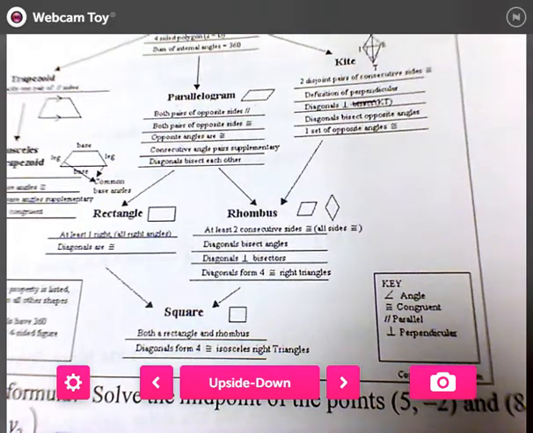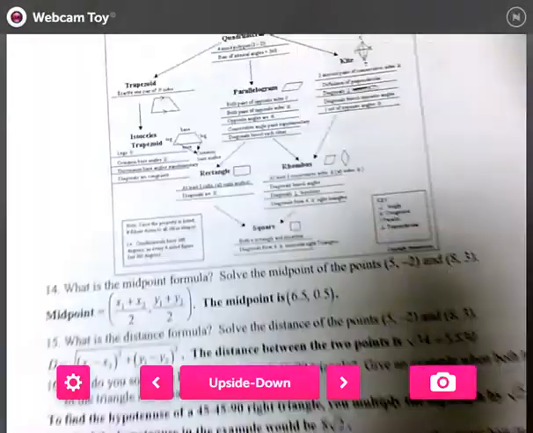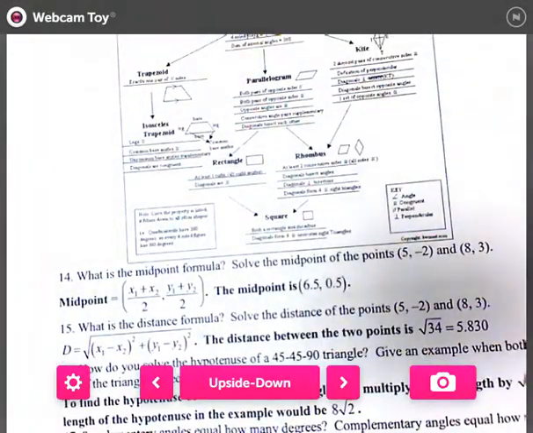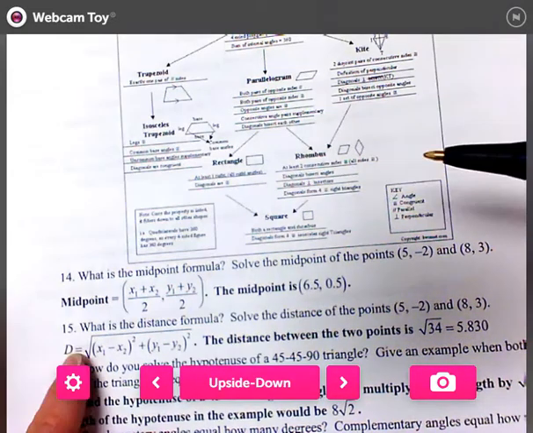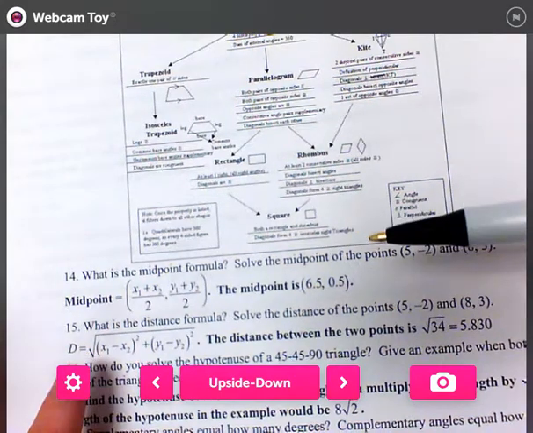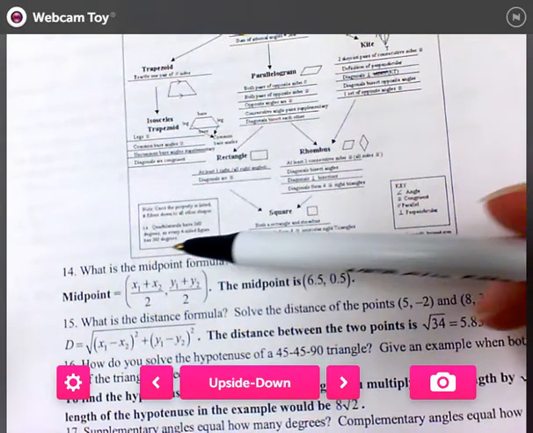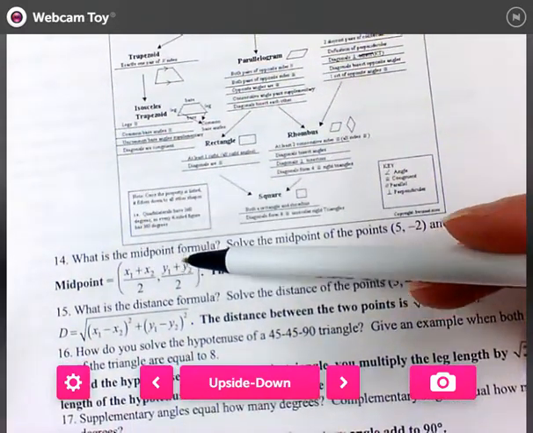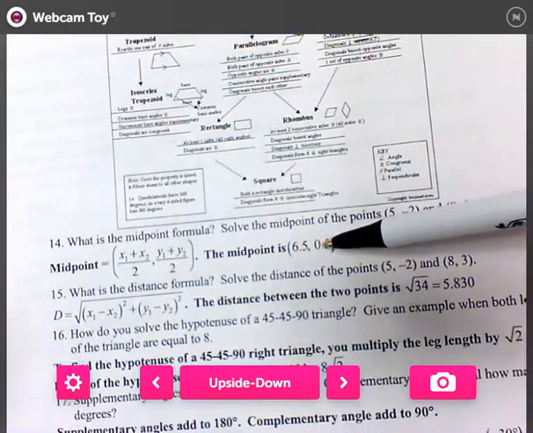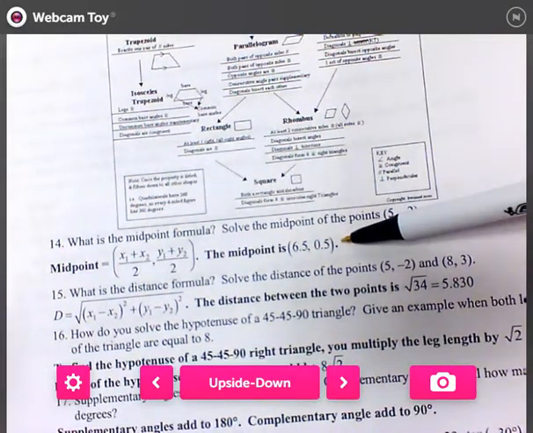Okay? All right, number 14. You want to find the midpoint. The midpoint formula is x1 plus x2 over 2, y1 plus y2 over 2. The midpoint is 6.5 and 0.5.